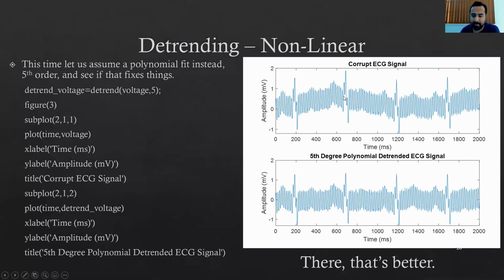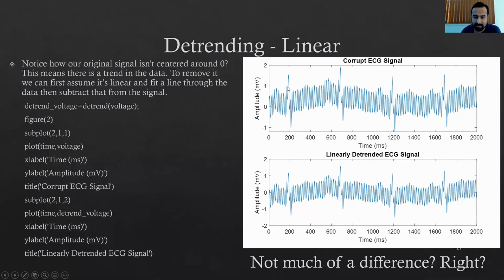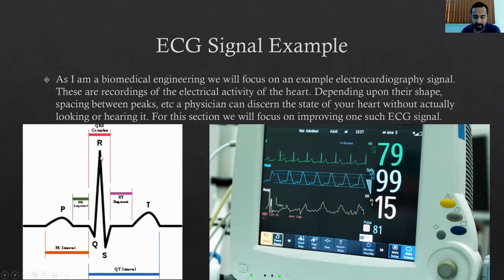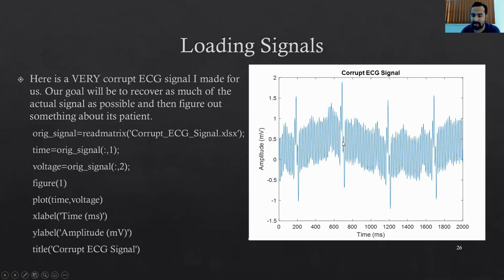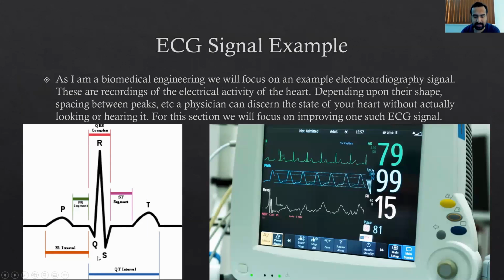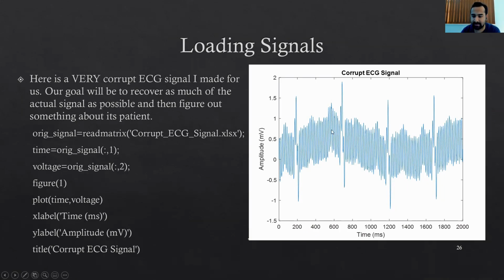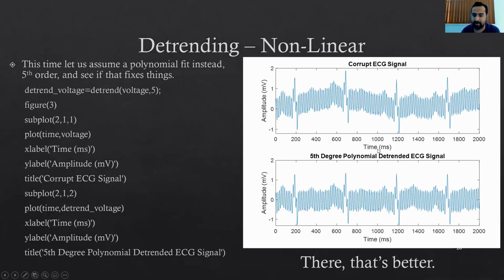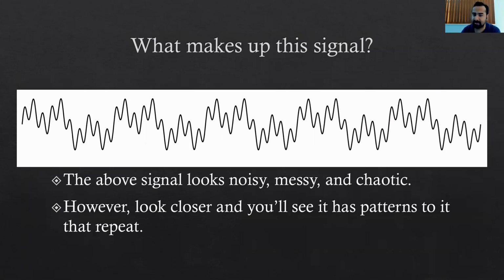Next, we want to get rid of this part of the signal. Clearly, this large spike here at R corresponds to these spikes here, but then we can't really make out the P, the Q, the S, the T from this signal. It's hidden inside this very fast moving part of the signal right here. So we can remove them using a filter. Before I explain how, we need to first talk about what makes up a signal. If you take a look at this signal right here, it looks noisy, messy, chaotic. However, if you take a closer look, you'll see it has patterns to it.